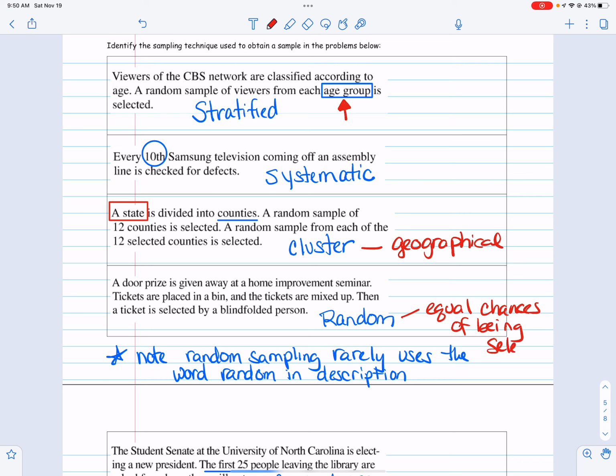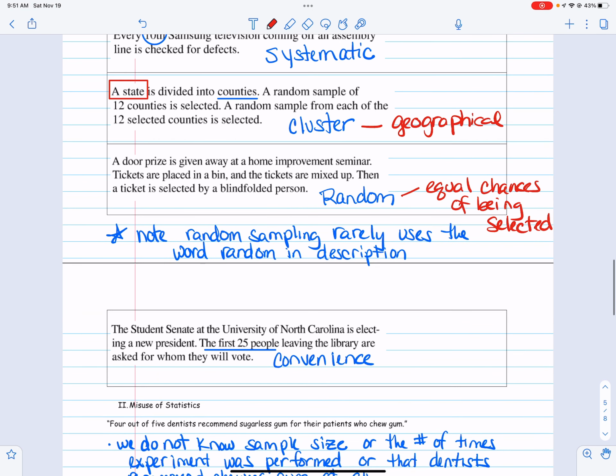I always reference having a ping pong or like bingo. You have those same size balls in a wheel that you spin, and every ball has exactly the same chance of being chosen. And so in this one, you've got a door prize. Tickets are placed in the bin. The tickets are the same size, same color, same weight. A blindfolded person picks it out. Every ticket has an equal chance of being selected.